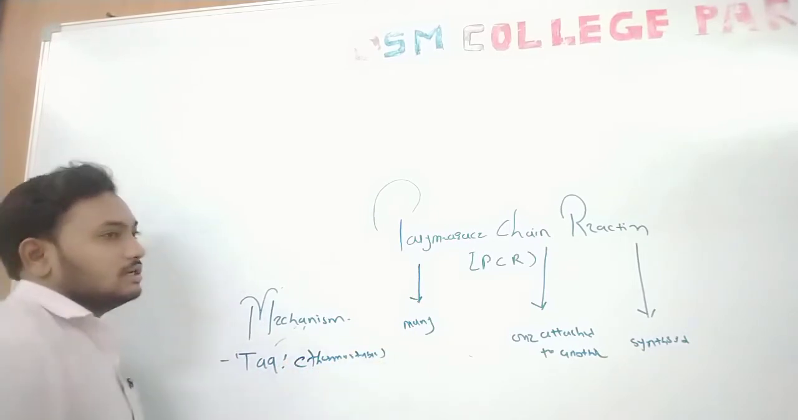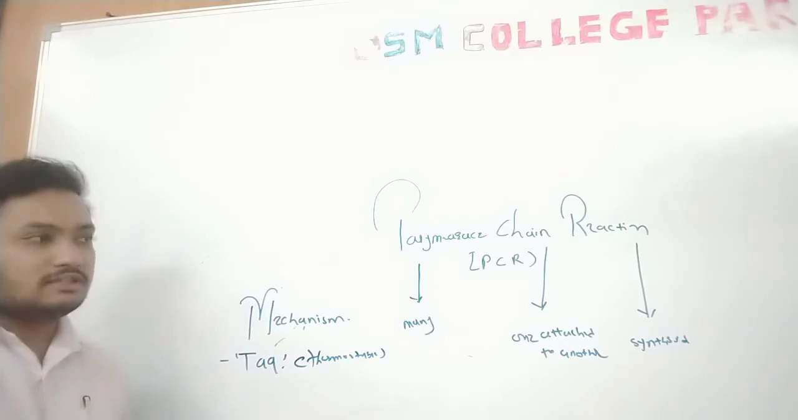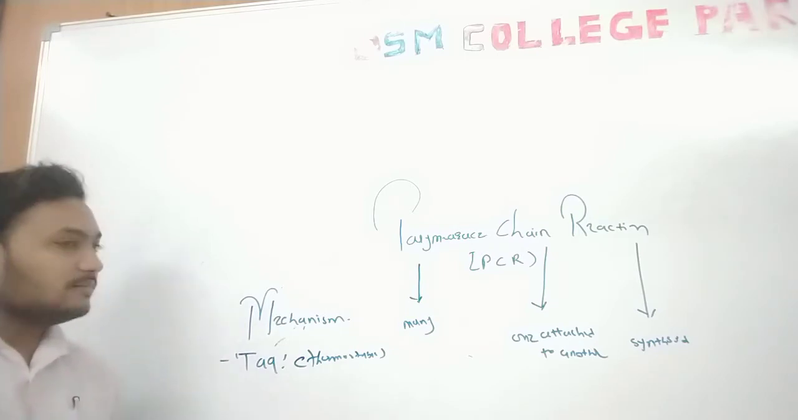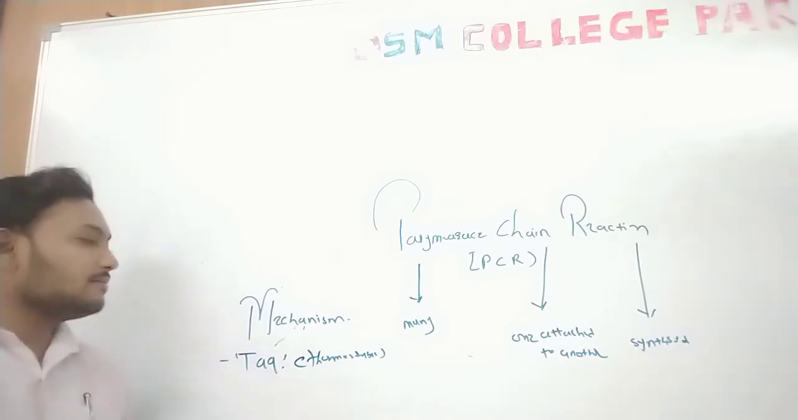It is thermostable because it is resistant to higher temperatures, because in PCR reactions the higher temperatures are maintained for the reaction purposes. So the Taq polymerase is thermostable in nature. What is the full form of Taq polymerase?